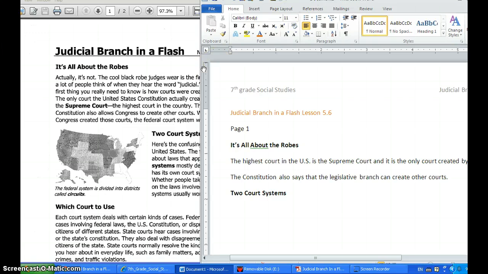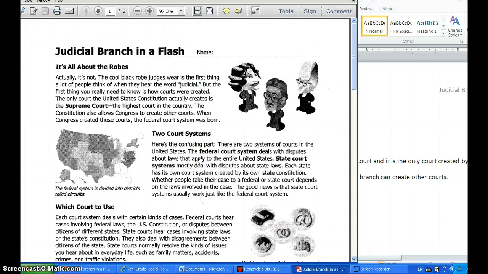If we look at the second one, the Constitution also says the legislative branch can create other courts. If I go to the reading, it says here, the Constitution also allows Congress to create other courts. So remember, Congress, legislative branch, it's the same thing.